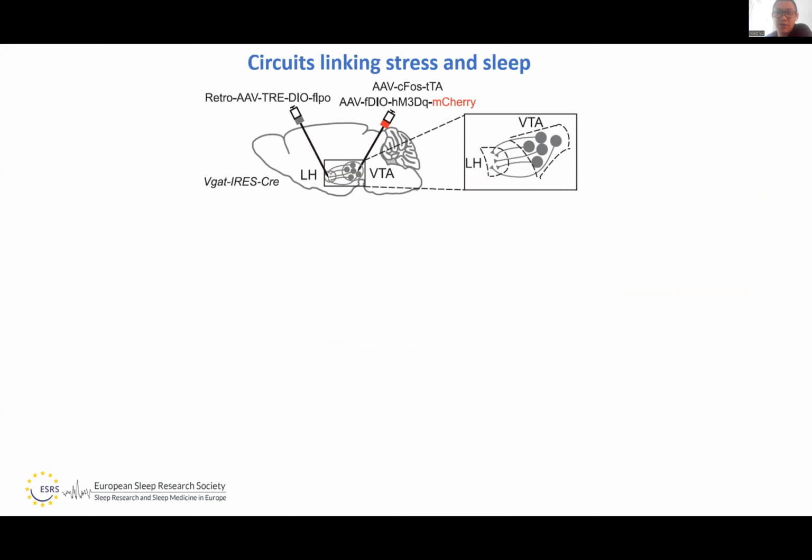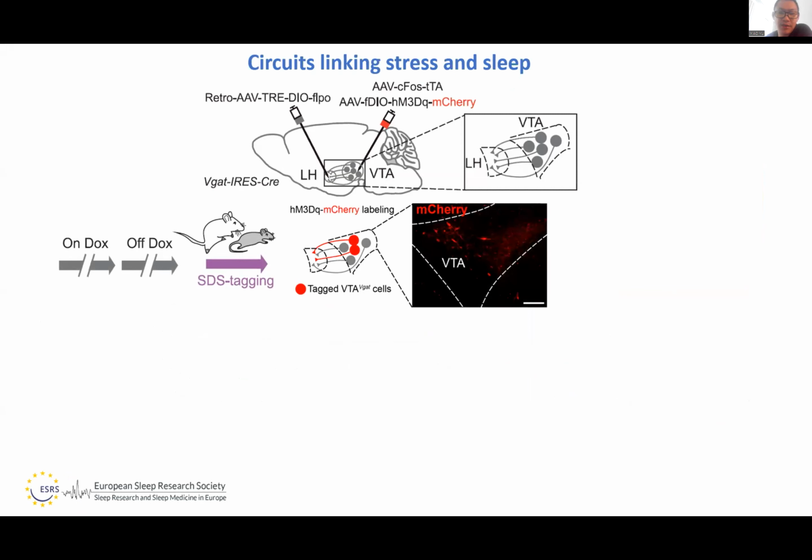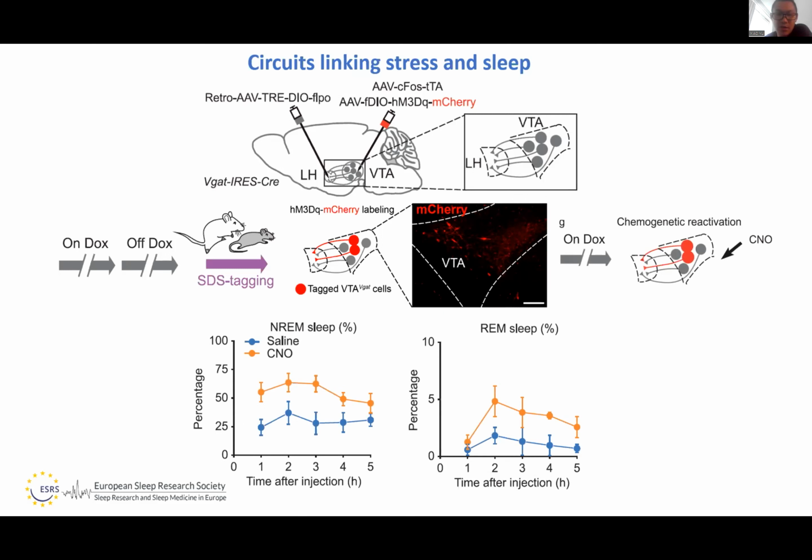To determine the function of the VTA-VGAT to LH pathway activated by stress on sleep, here we used a three-way intersectional genetics with a retro AAV and Cre-dependent FLPo into the LH, together with injection of cFos-tTA and FLPo-dependent hM3Dq into the VTA of VGAT neurons. Following intersectional activity tagging, the LH-projecting GABA cells were tagged during social defeat stress, but only project to the LH. And we found chemogenetic reactivation of LH-projecting VTA-VGAT cells promoted both non-REM and REM sleep.